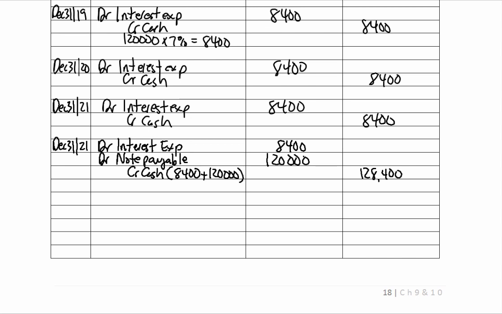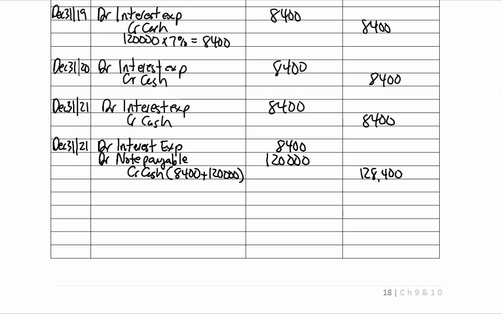You could have said a debit to interest expense 8,400 and a credit to cash 8,400, and then a debit to the note payable of 120 and a credit to the cash of 120,000. If you wanted to do it as two entries, that would be fine because the entries can be combined or separated. But in the end, what's happened is I've not given them any of the $120,000 the whole 5 years that I've had it. All I've done is I've paid interest regularly.